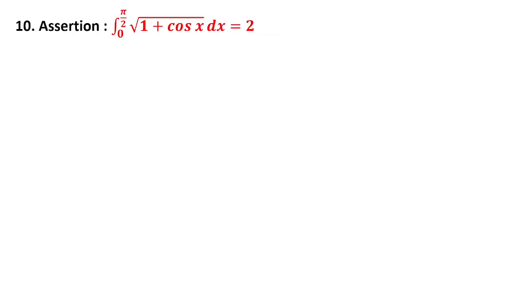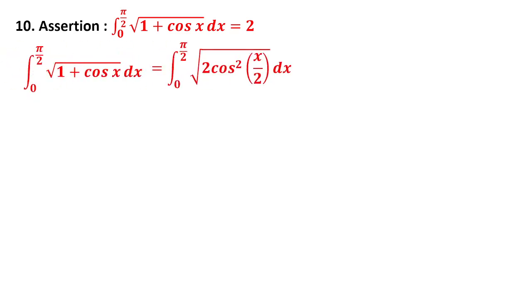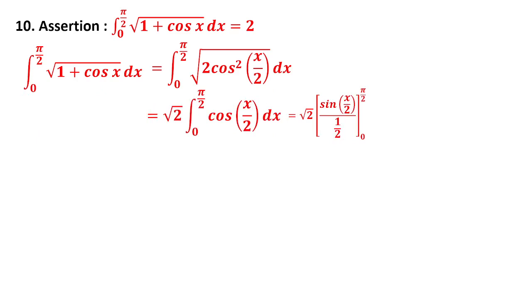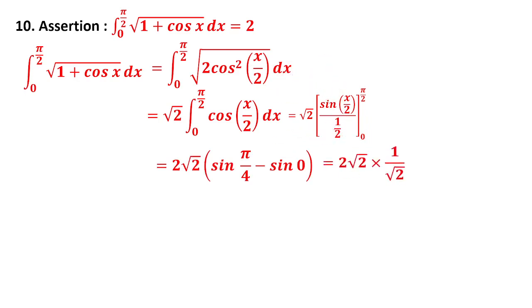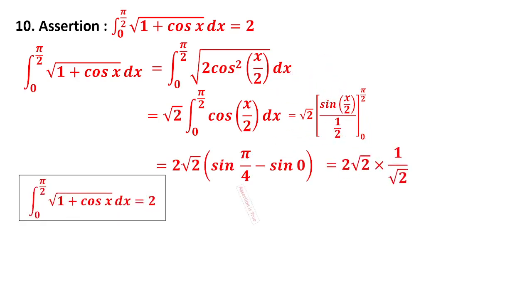Move on to the next question, number 10. This is the assertion: integral 0 to pi by 2 of square root of 1 plus cos x dx is 2. Let us try to evaluate it. Inside the square root you have 1 plus cos x, replace it by 2 cos square x by 2. Careful. 1 plus cos 2x is 2 cos square x, so 1 plus cos x is 2 cos square x by 2. The 2 comes out. Integration of cos x by 2 is sin x by 2 divided by 1 by 2. You get 2 root 2 into sin pi by 4 minus sin 0. Sin pi by 4 is 1 by root 2. Therefore, the answer is 2.